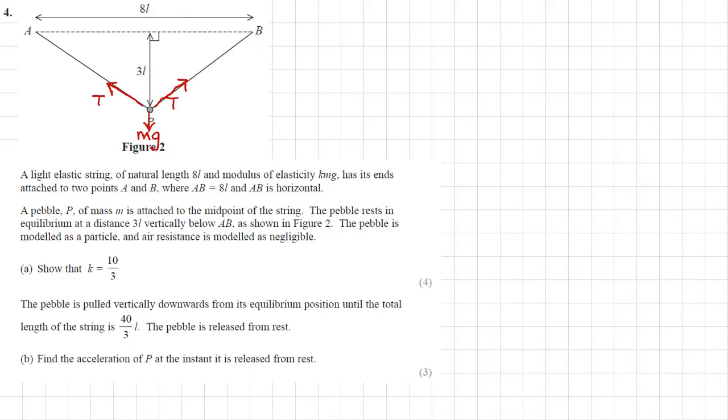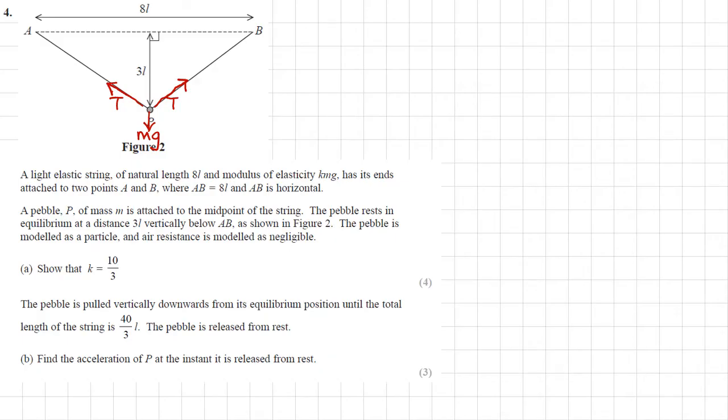Now the first thing is to put the forces on my diagram, because this is in equilibrium, so I'll be using forces and balancing them. And I will have the mass of the pebble M and its weight mg going down, and then the tension of this string going up either side here of T.